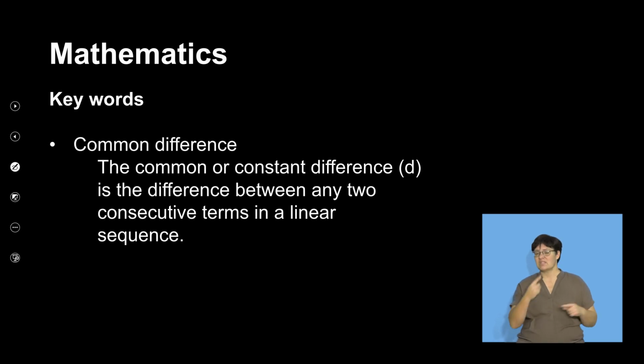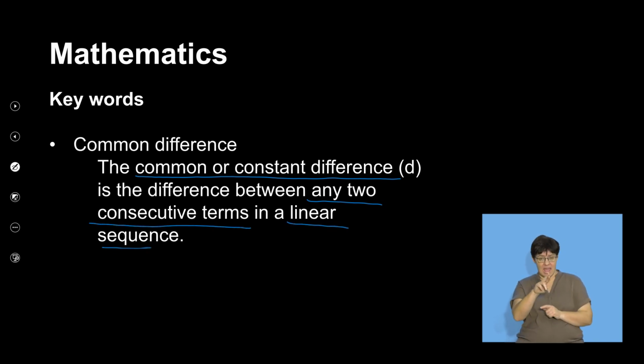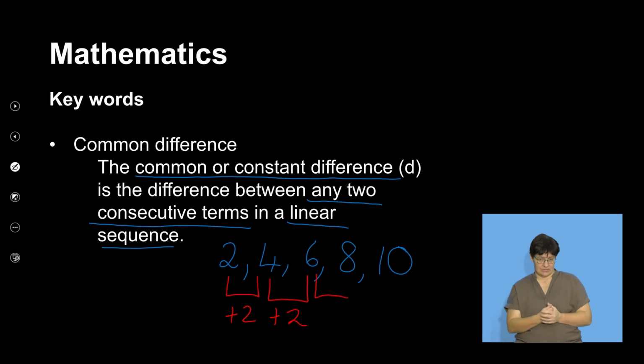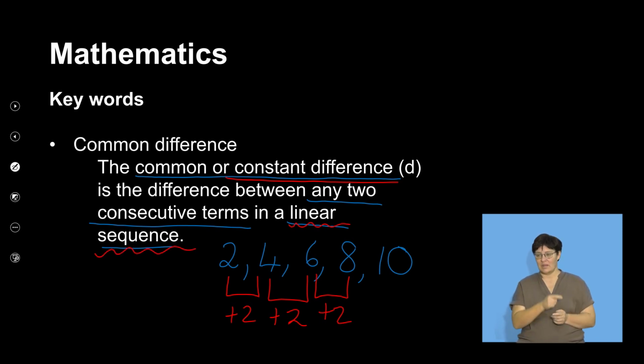So we've already mentioned common difference, but please just remember that the common or constant difference is the difference between any two consecutive terms in a linear sequence. So if I give you the pattern 2, 4, 6, 8, 10, we can see that we have a constant difference of positive 2 between the consecutive terms, and because I have that constant difference, it is a linear pattern or a linear sequence, but we can also call this an arithmetic sequence.